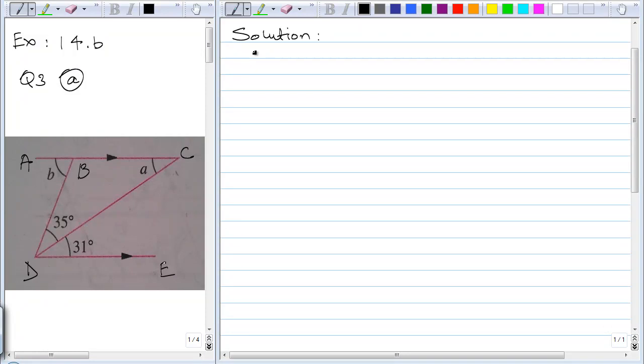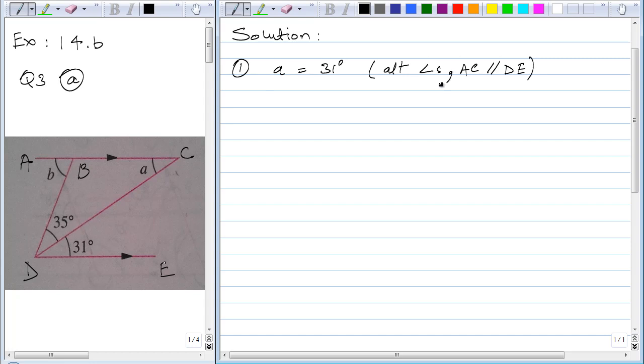Welcome to this video. I am going to solve a question using the properties of parallel lines. In the diagram on the left, you can see that the lines AC and DE are parallel and that angle A is equal to 31 degrees because the two angles are alternate angles, considering AC to be parallel to DE.